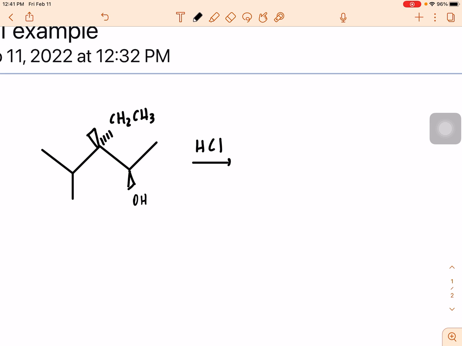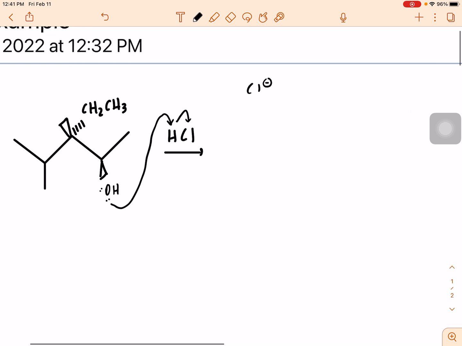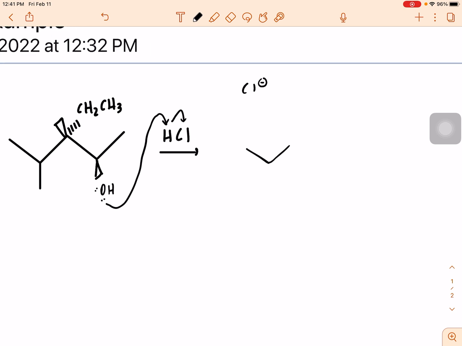Anyways, so the first part of an SN1 reaction is one of the lone pairs from the oxygen grabs onto the hydrogen from our HCl, and as a result, this HCl bond breaks. So we have a chlorine now that's floating around in our solution. We redraw our molecule, and now our oxygen is bonded to two hydrogens, and it only has one lone pair.